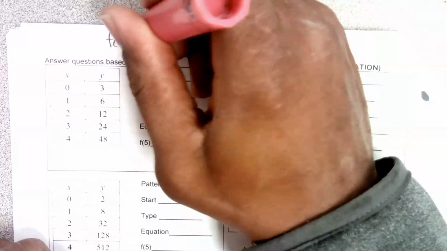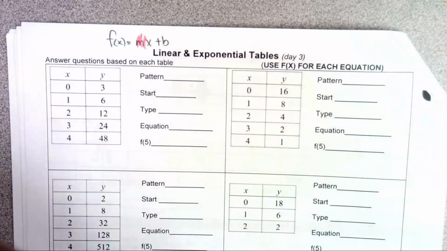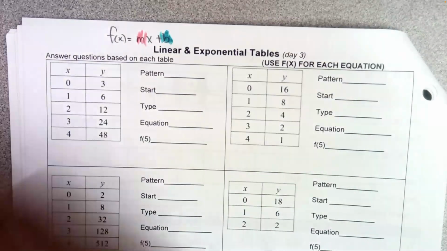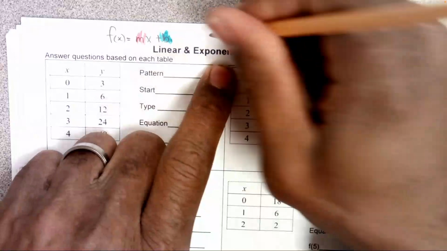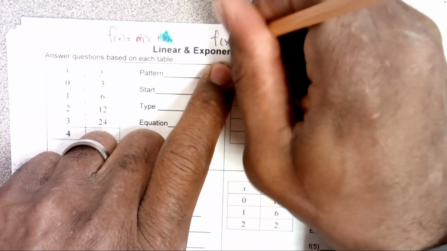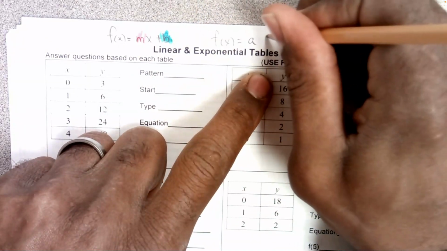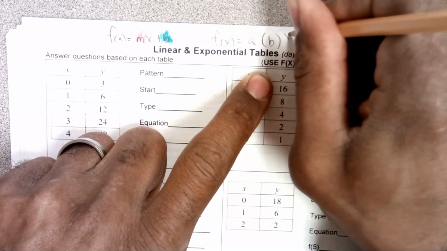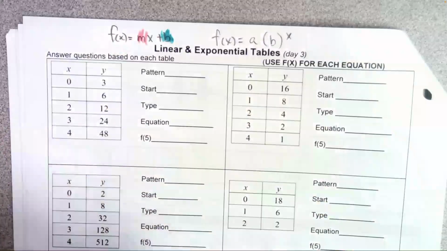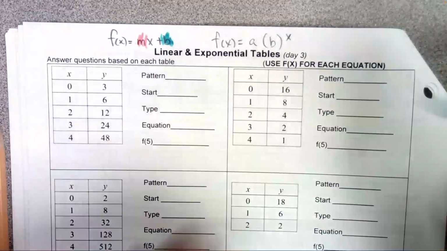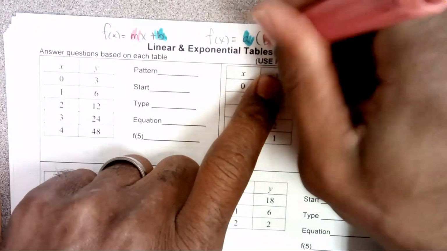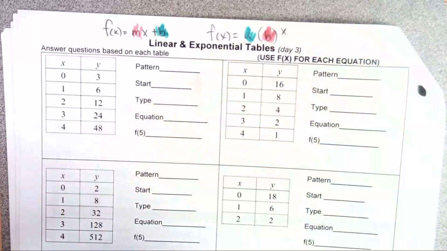Remember that the m stands for our pattern, and the b stands for the starting point. Then for the exponentials, we're going to use f of x equals a times b raised to the power of x. It's going to be an exponent. Now remember with this one, it's switched around. The a is where we start, and the b is our pattern, which is what we're multiplying.